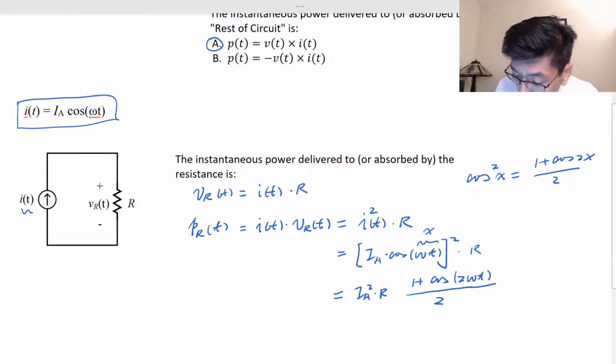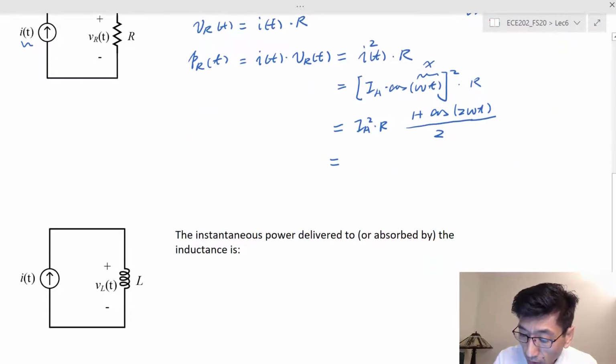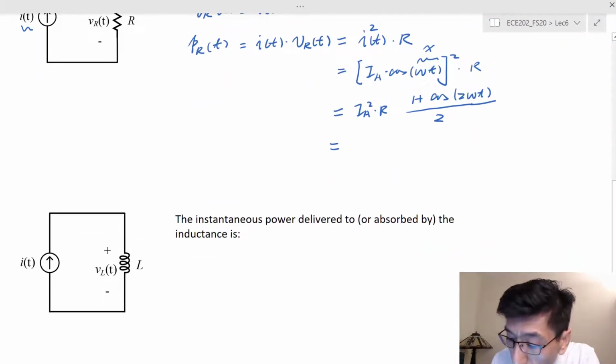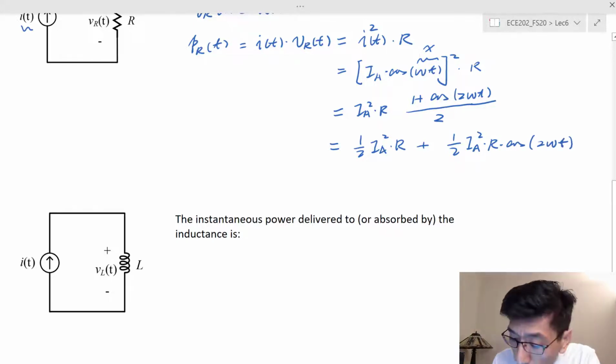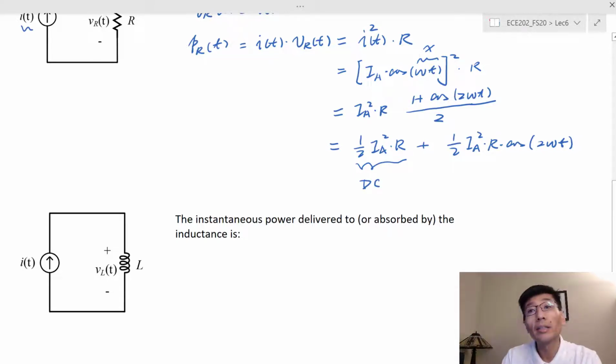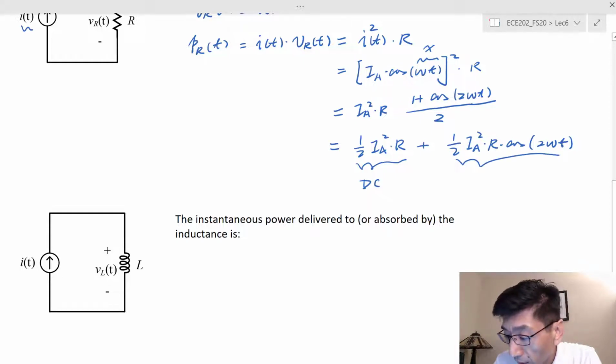If I separate this into two parts, I have one half I_A squared times R, plus one half I_A squared times R times the cosine 2 omega t. This is a very interesting part. The first is the DC component, which doesn't change over time. And the other term, this varying term, is a 2 omega term.